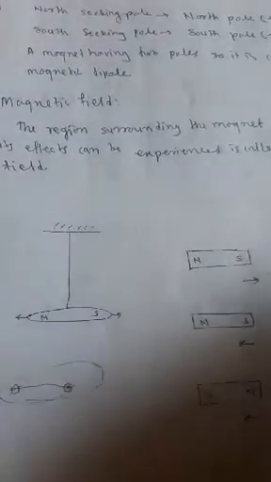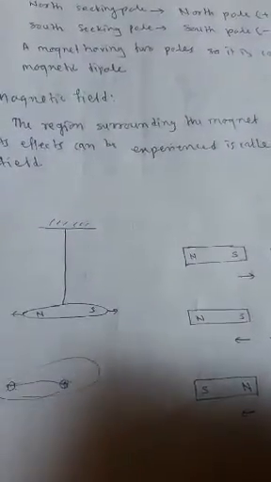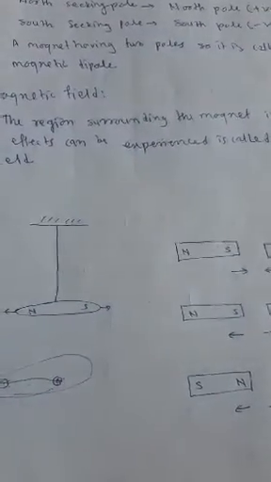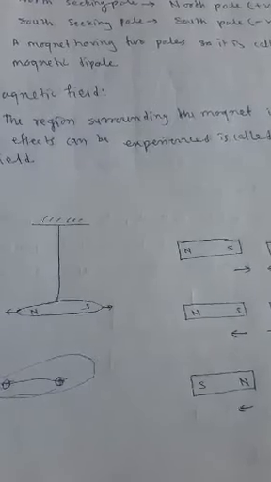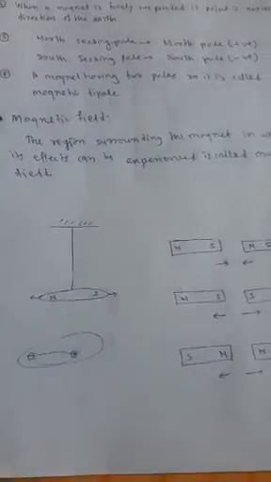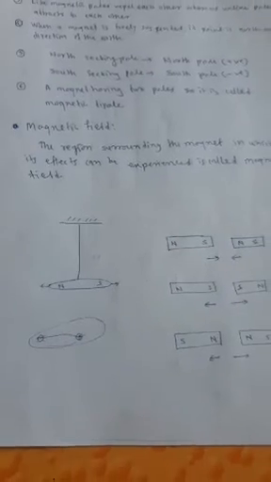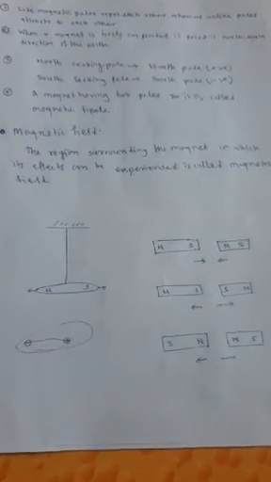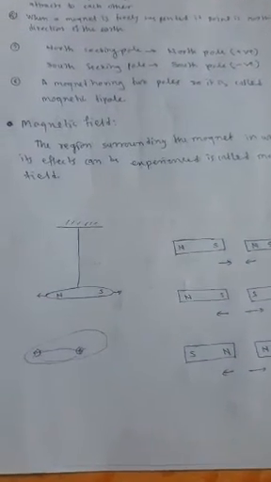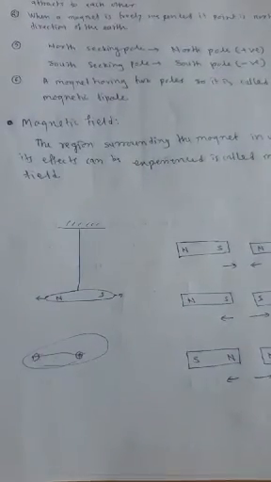What is the electric field? The space around the charge where electrostatic force is effective is known as the electric field. Similarly, the region surrounding the magnet in which its effect can be experienced is called the magnetic field. Thank you.